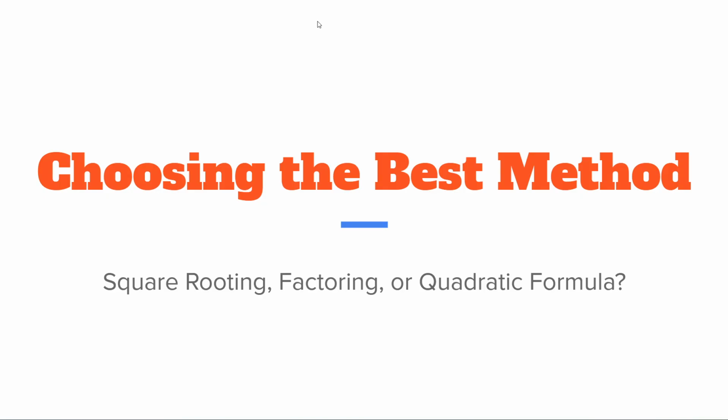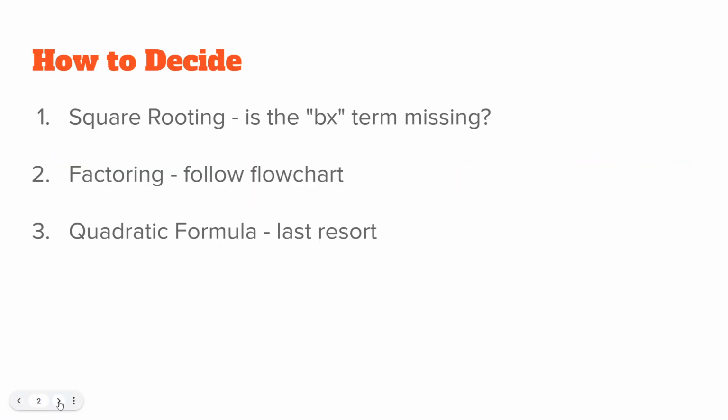So in the video, I'm going to go through real quick how we decide which solving method we're going to use for quadratic equations. We've got three options: square rooting, factoring, and the quadratic formula. I want you to go in this order. I always want you to check for square rooting first. These are the really easy ones to recognize.